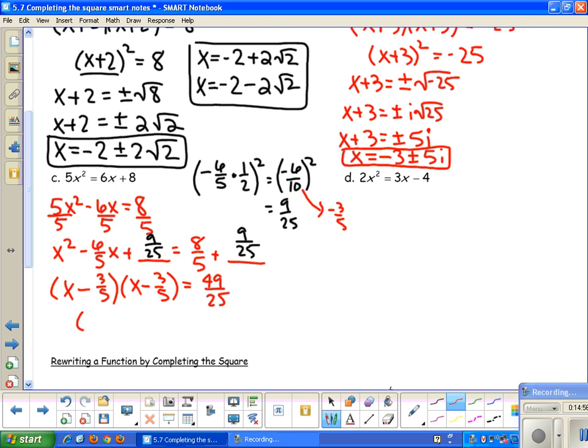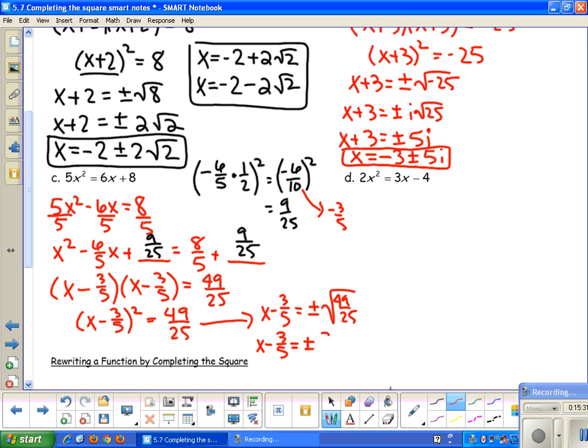Now that completed my square, so we can write x minus 3 fifths quantity squared so that we can solve the equation. And of course, now I want to take the square root of both sides so that I can solve. So when I do that, I get x minus 3 fifths equals plus or minus the square root of 49 over 25. We don't like fractions underneath radicals, so I'm going to separate the radicals and do root 49 over root 25, which is really just 7 over 5. So we get x minus 3 fifths equals plus or minus 7 over 5.